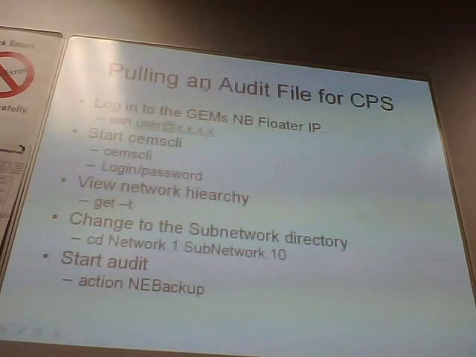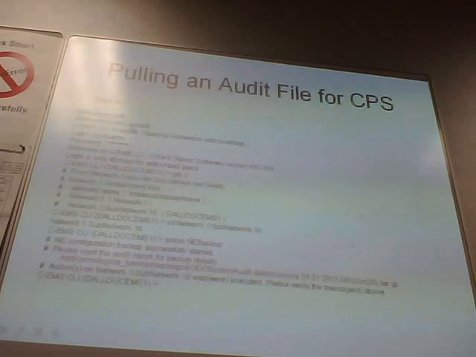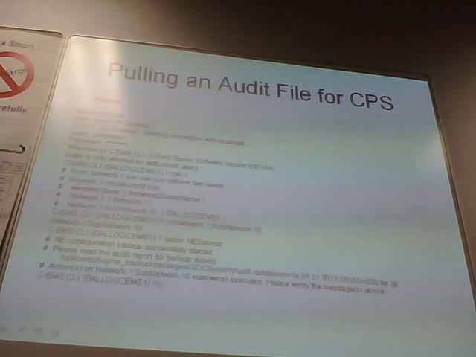To pull those audit files, since we can't log in live, you log in to the box, you go into Send CLI, get T, and you can see your network hierarchy. You go to that subsystem network and you do an action any backup. Once you do that action any backup, it's going to tell you, okay, here's your audit file, and this is the path where I put it.